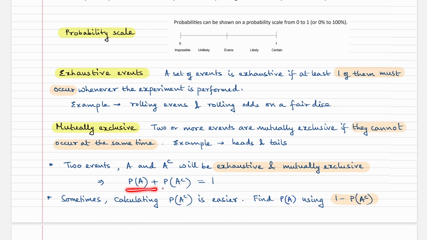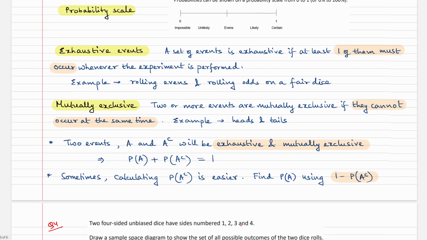Probability of A plus probability of A complement equals 1. And just remember as a tip, sometimes calculating probability of A complement is easier. Find probability of A using 1 minus P of A complement. This is strictly an operational hint. If you feel like figuring out P of A complement is easier, do that. Then at the end, do not forget to subtract it from 1, because P of A complement will also be in the options. Alright, question.